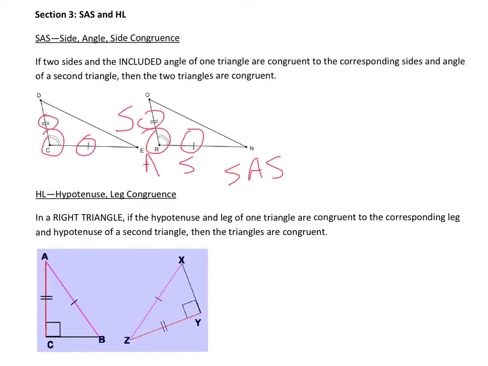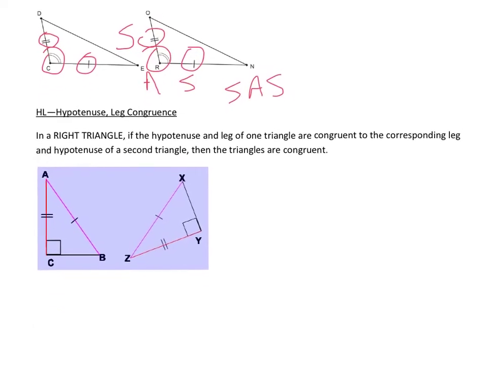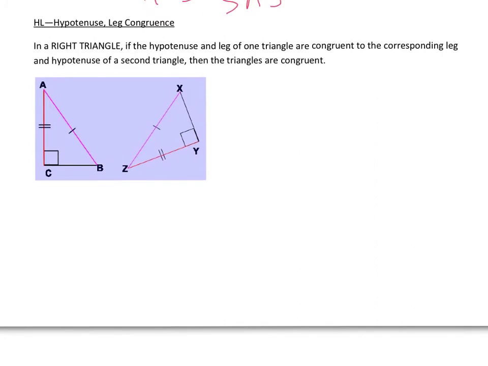The second one, which is now our fifth thing that proves triangle congruence, is when we have right triangles. In a right triangle, and this is key, it's called HL, or hypotenuse leg congruence. If the hypotenuse and leg of one triangle are congruent to the corresponding leg and hypotenuse of a second triangle, then the triangles are congruent.